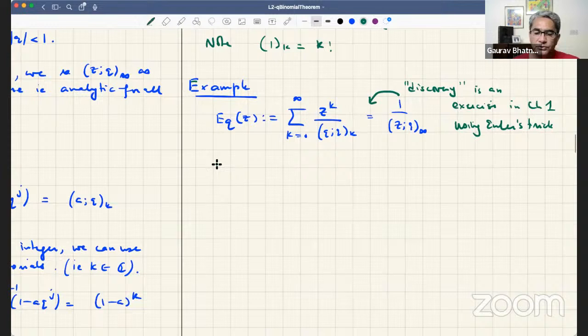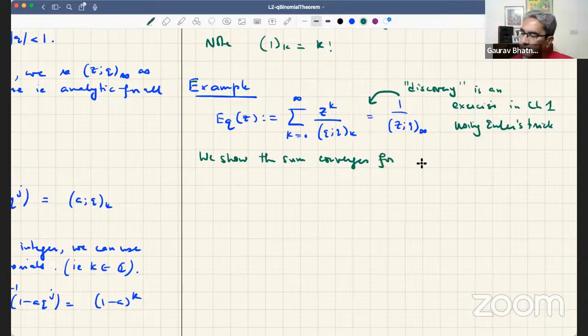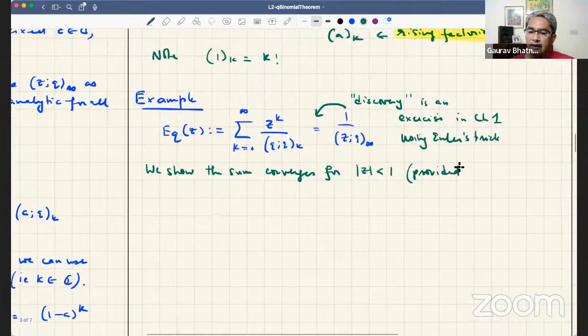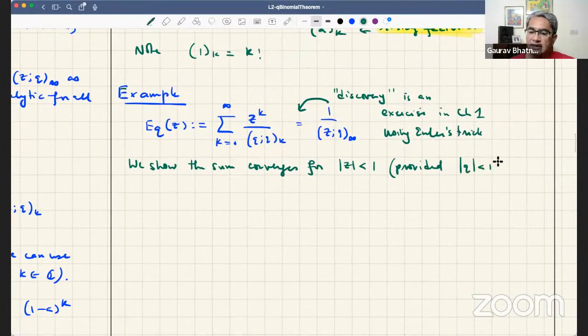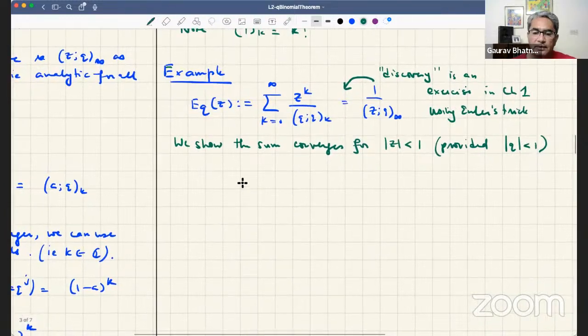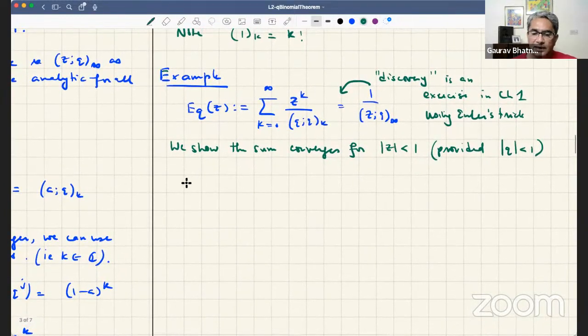So what we'll show is that this sum converges for absolute value of z less than 1, provided absolute value of q is less than 1. So how do we do that? Let's do the ratio test.